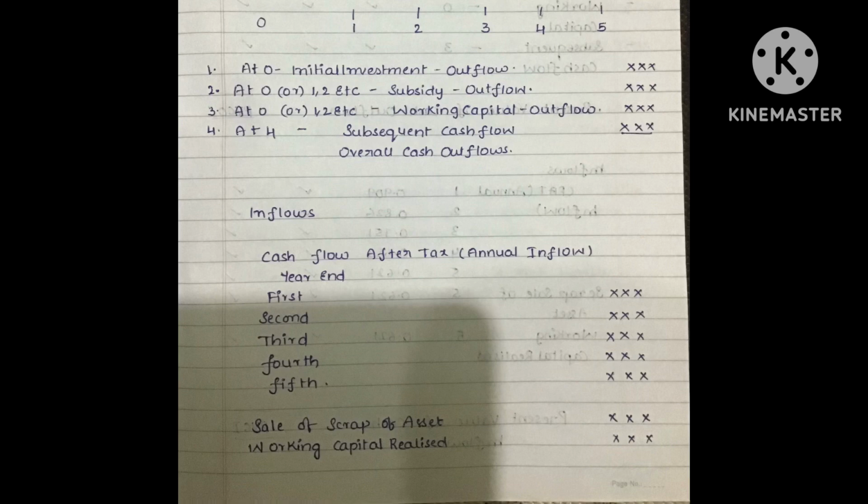As we know what the cash outflows are, let us discuss cash inflows. By the investment we have made at year 0, we have certain inflows. Those are cash flows after tax at the first year end, second year end, third year end, fourth year end, and fifth year end. Inflows which we receive every year, and there are two inflows that we realize at the end of the project, that is sale of scrap of asset and working capital realized. As we have discussed, initially we have deposited some working capital with the suppliers, that is realized.